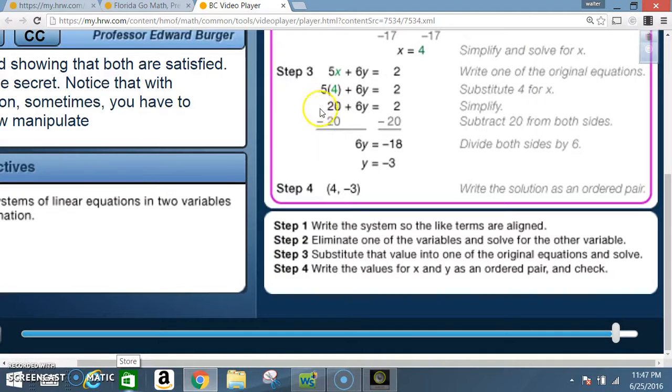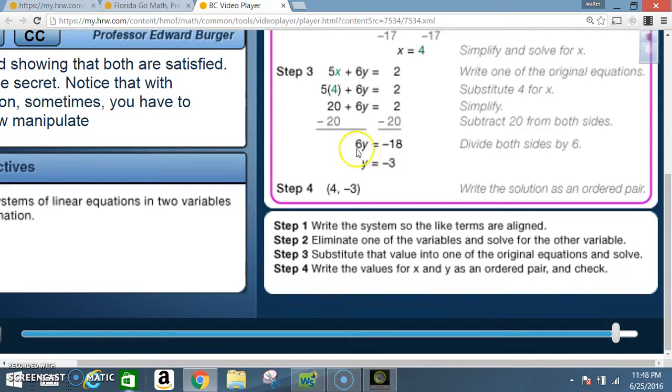Okay, finishing example 1. Remember, we subtracted 20 from each side. So 20 minus 20 is 0, so that cancels out. We bring down the 6y. 2 minus 20 is a negative 18. So after that, we got 6 times y is equal to a negative 18.